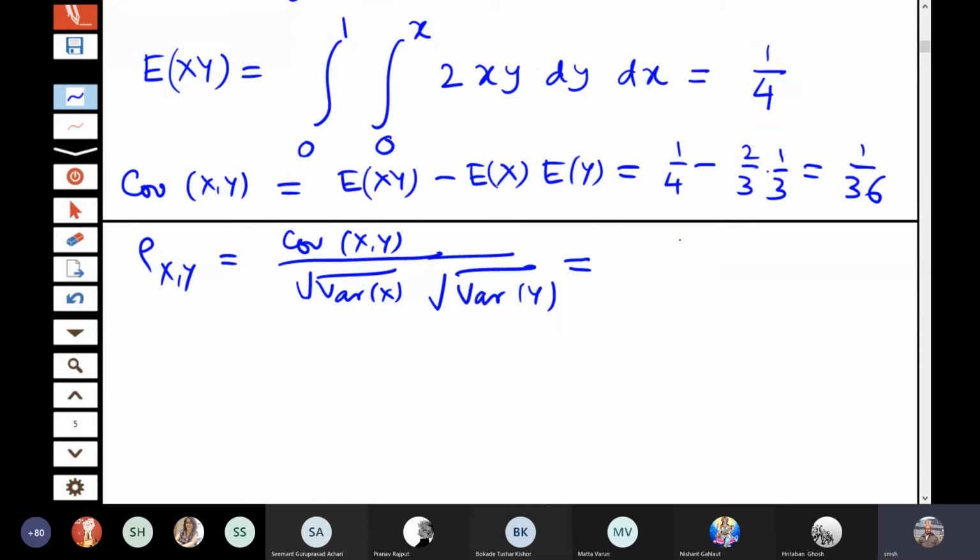So that is 1 by 36 divided by 1 by 18. So that is half. So the coefficient of correlation between random variables x and y is half here, as I already explained to you in the last class, that it is representing the measure of linear relationship between x and y.